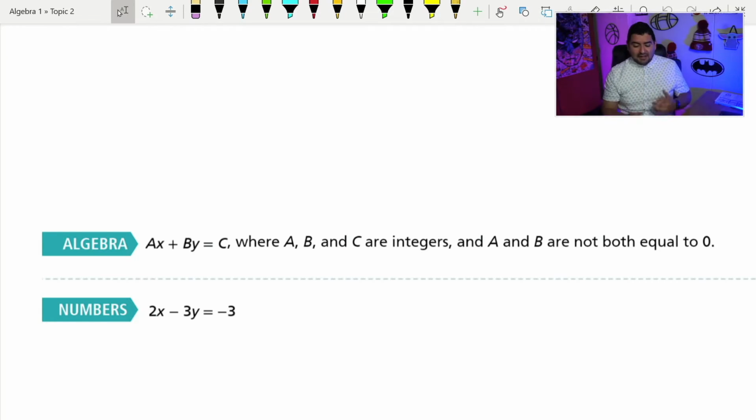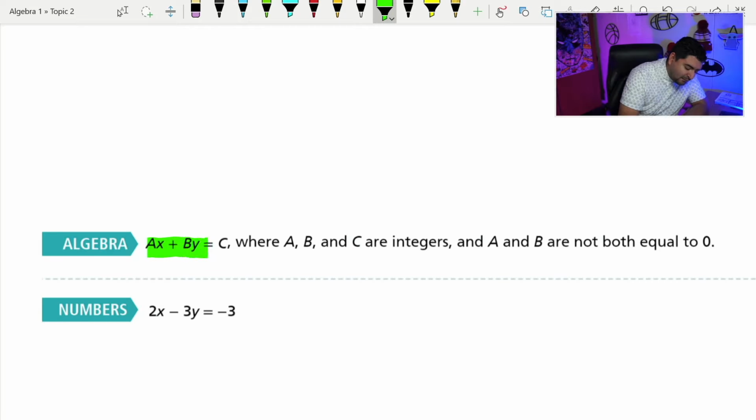Here we have the standard form, which in algebra is written as ax plus by equals c, where a, b, and c are integers, meaning they're numbers. Whole numbers, fractions, as long as they have a value, they're there. A and b are not allowed to both be 0. One of them can be 0, but they both cannot be 0. If they're both 0, then we don't really have an equation.